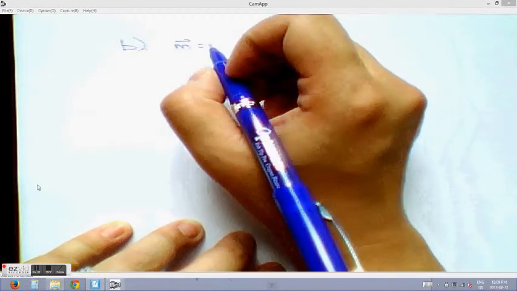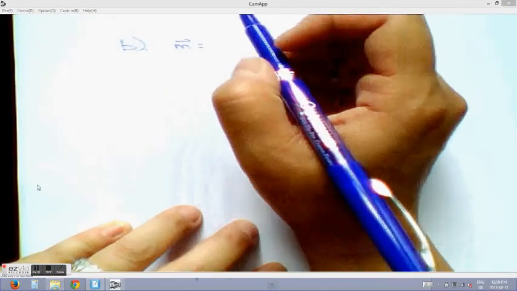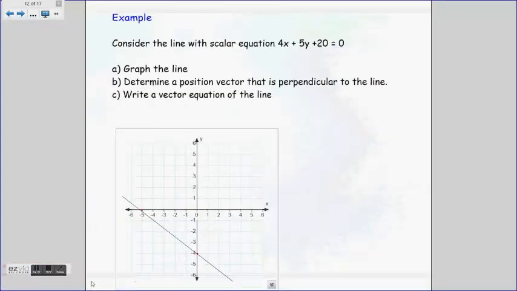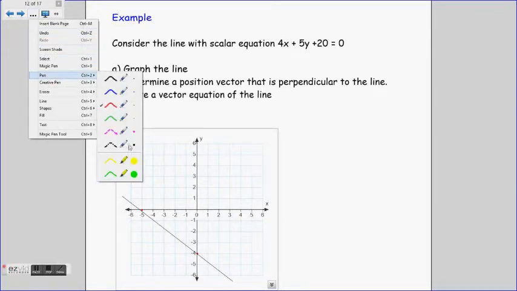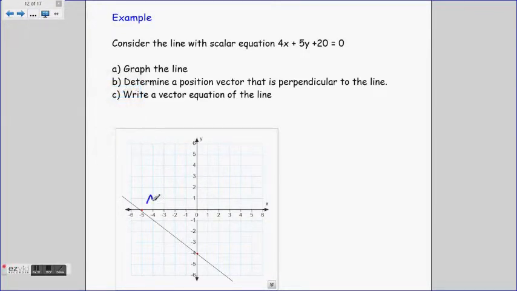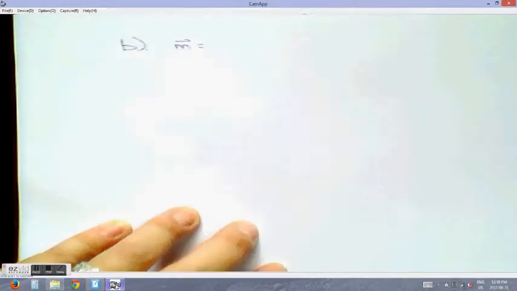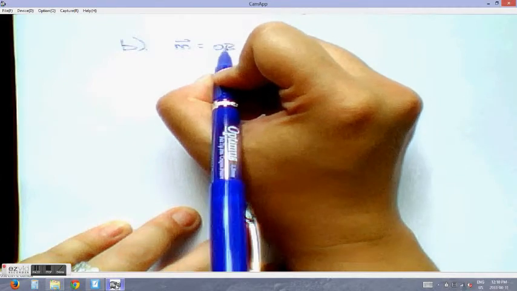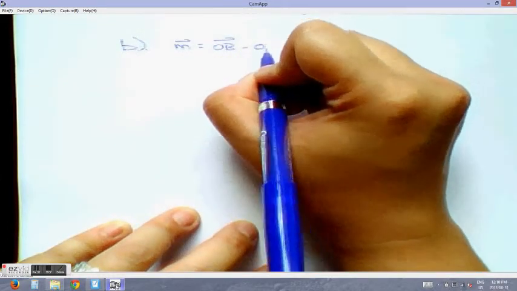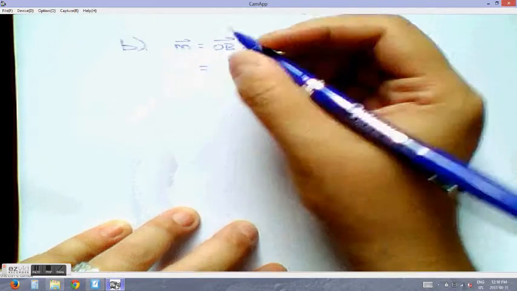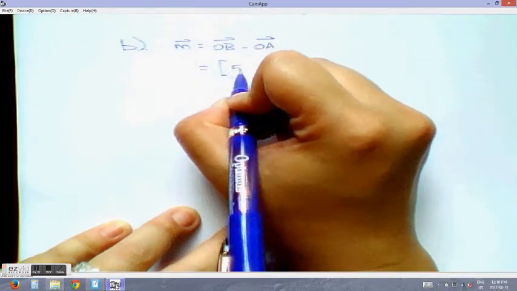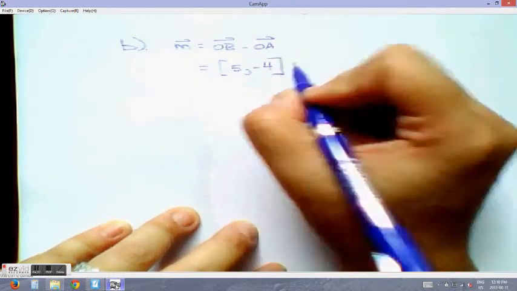We can simply say that the direction vector, if we said that of those 2 points, this is A and this is B, then we're going to say that OB minus OA will be our direction vector. So that just leaves us with 5 and negative 4.